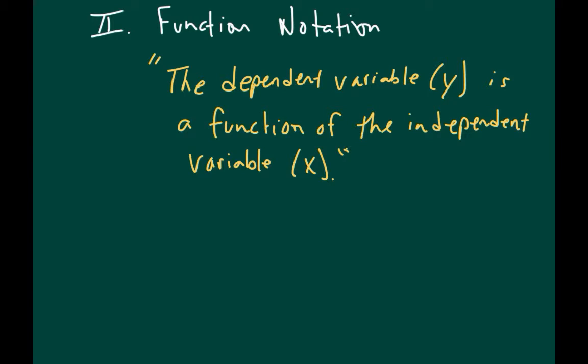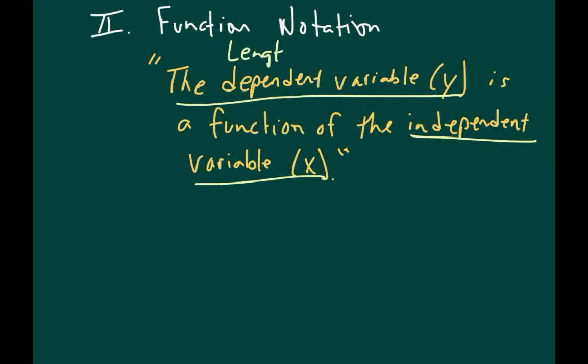Now, when you see this and it's confusing, they're going to be putting in things other than the dependent variable and the independent variable. Instead, they'll say something like the length of a scarf is a function of the time you spend knitting. And when they do that, now you know that the length of the scarf is going to be the dependent variable and the time is going to be the independent variable.